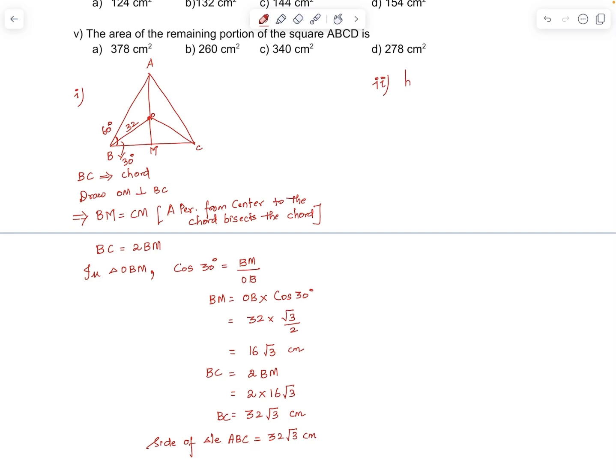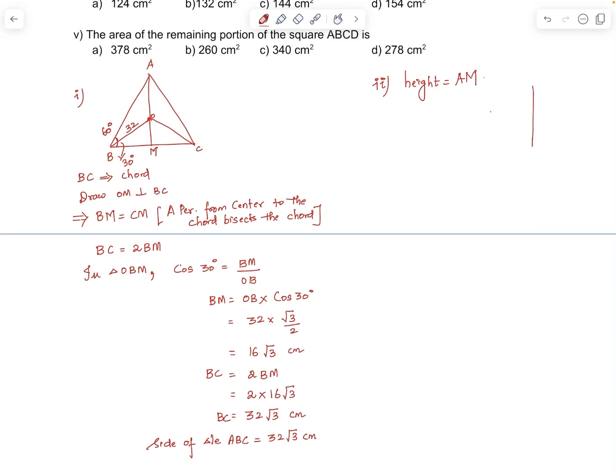We have to get the height, which is AM. Let me draw the part of the triangle which I am going to use for calculation. That is ABM. The angle at B is 60 degree. AB is a side of the triangle which we have calculated already. That is 32 root 3. Now we have to get AM, that is the height of this triangle.